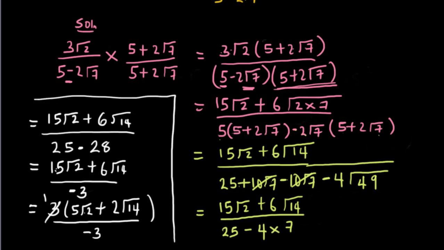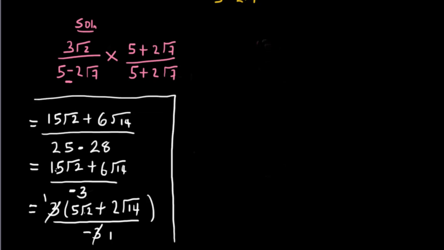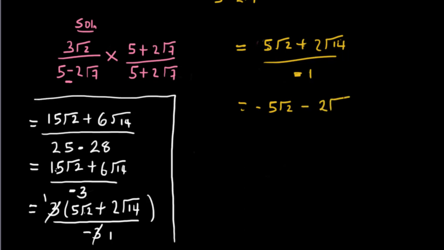So 3 here 1, 3 here 1. So let me rub up this side. So we are left with 5 root 2 plus 2 root 14 all over minus 1. Now remember what I did in the last question. Because we have minus 1 here, we change the sign of what we have up. So this plus 5 root 2 becomes minus 5 root 2. This plus 2 root 14 becomes minus 2 root 14. And this here is our answer. I hope you understand perfectly.